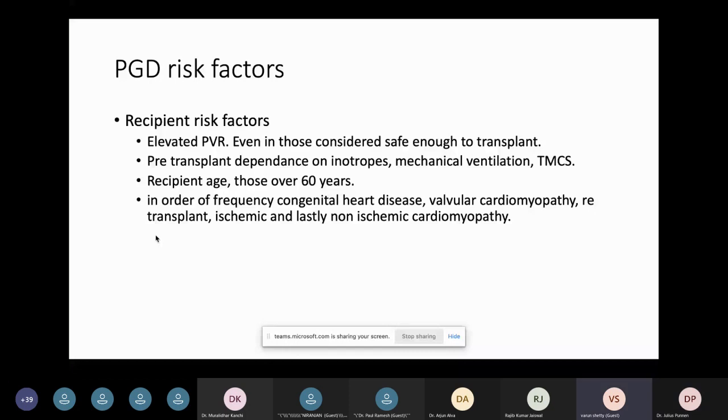In those recipients who are dependent on inotropes, or who have been ventilated, or who are on temporary mechanical circulatory support prior to the transplant, and in those recipients over the age of 60 years. Now, when it comes to the indication, PGD is often seen with increased frequency, especially in those with congenital heart disease, valvular heart disease, retransplant, and ischemic cardiomyopathy.